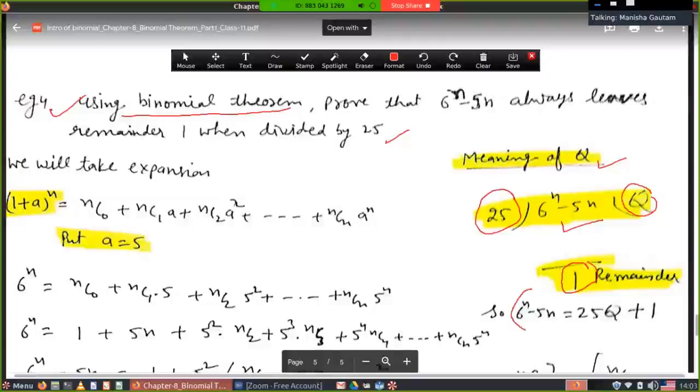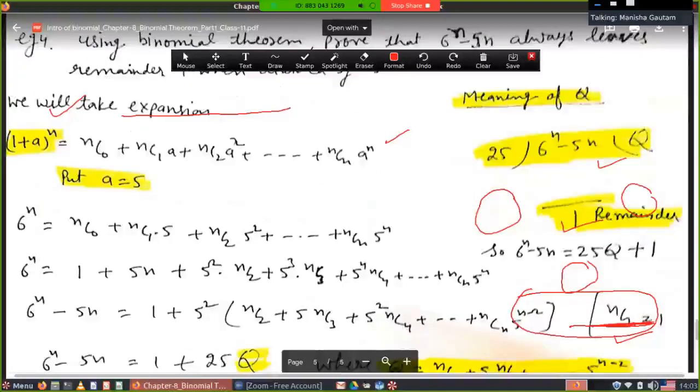Here I have written: 6 to the power n minus 5n, the dividend, will be equal to divisor into quotient plus 1. It means my target is to write down the given statement in the form of 25q plus 1 by using the binomial theorem. Now how to do this?